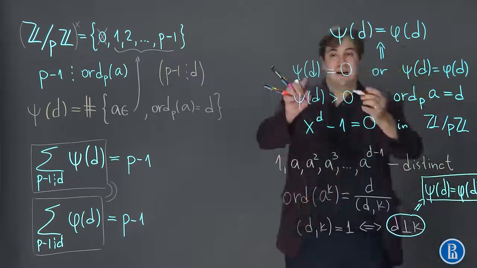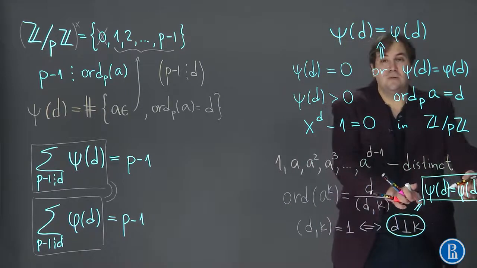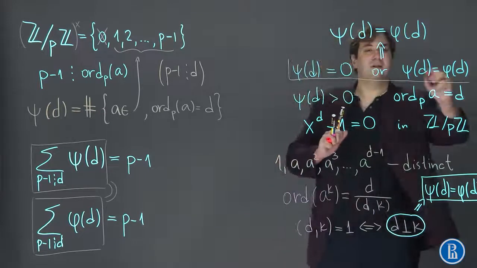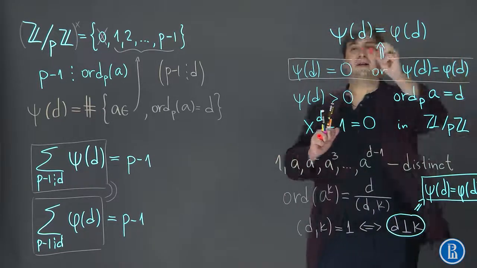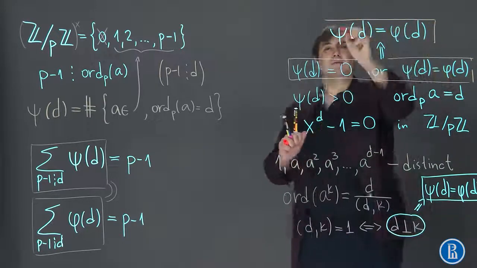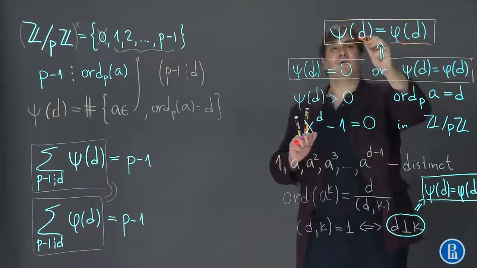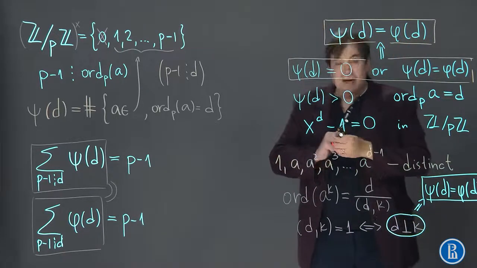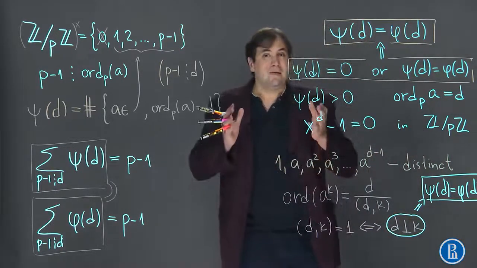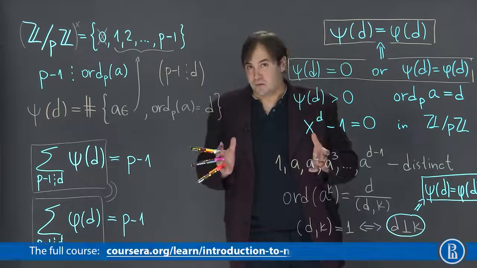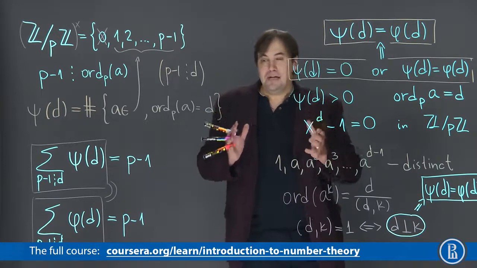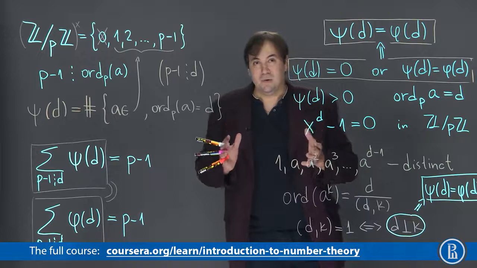So finally, it's either 0 or it's equal to phi of d. So since the sums are equal, it holds that psi of d is always equal to phi of d. And finally, as a simple corollary, there exist primitive roots modulo p, and there are exactly phi of p minus 1 primitive roots modulo p.